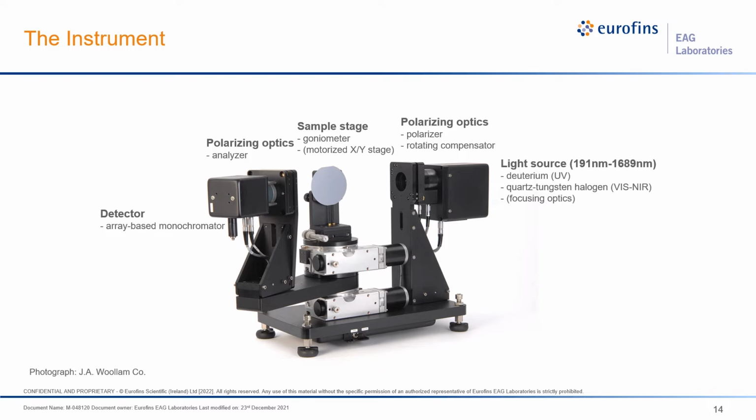In the middle, you see the sample stage that is mounted on a goniometer with an optional XY translation stage, which is not shown in the picture. Left and right from the sample are the polarizer and the analyzer optics that we just talked about. And at the far left is the detector, which is an array-based monochromator.